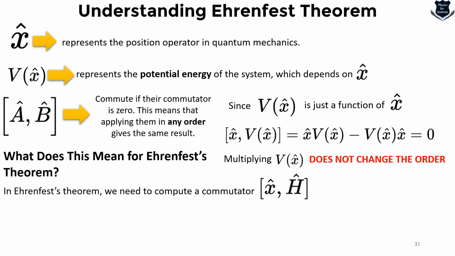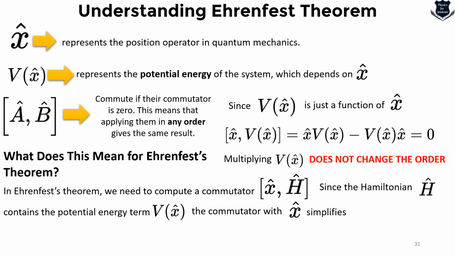It means that in the Ehrenfest theorem, we need to compute the commutator of x and H. And since the Hamiltonian contains the potential energy V(x), the commutator is much more simplified. If you take an analogy, say you have a number like 5 and a function of that number, for example squaring it to get 25, multiplication does not care about the order when dealing with just these numbers, because 5 times 5 squared is equal to 5 squared times 5. So since V(x) here is just a function of x, they do not interfere with each other when multiplied in quantum mechanics.